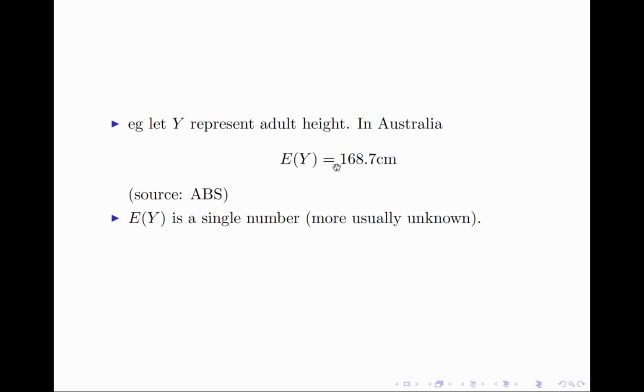And one thing I want you to take from that is not so much the number itself, but just to emphasize that the expected value of a random variable is always a single number. In this case, we know what that number is. More generally, we don't know what that number is, and we try to estimate that number with a sample statistic.